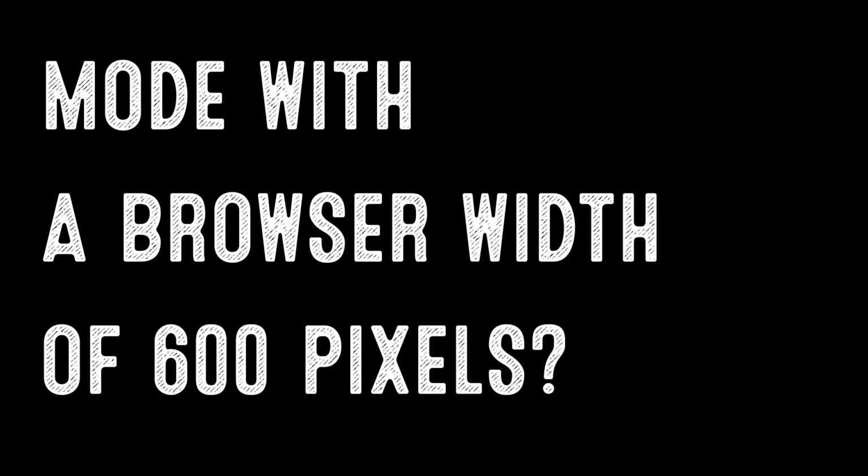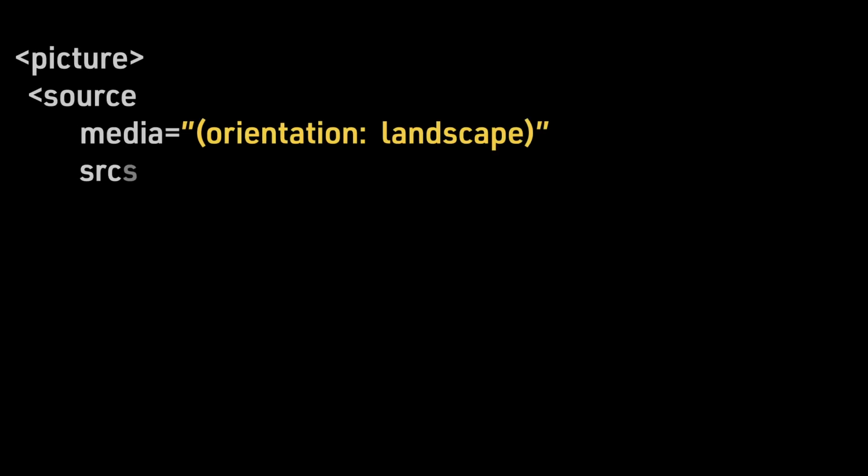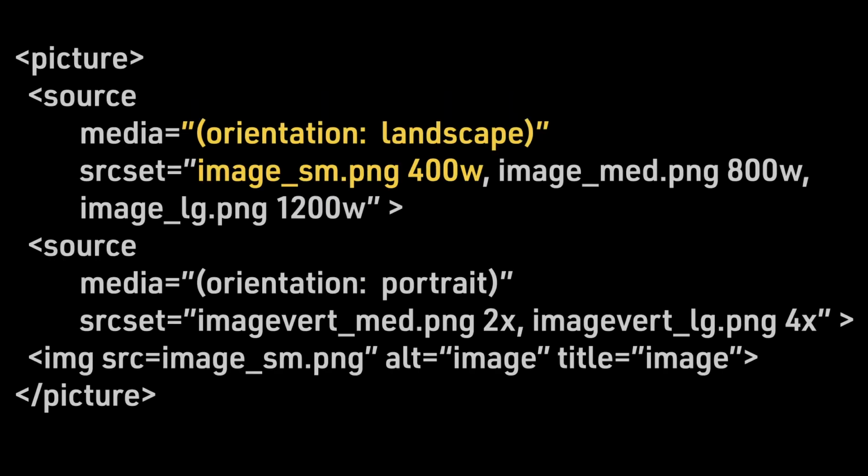What image would load if we have a phone in landscape mode with a browser width of 600 pixels? Image_sm.png. Looking at the code again, we will look to the first source that matches the media condition of landscape orientation. Then we find the image that would most closely match the width of 600 pixels. The 800W and 1200W images would be too large.